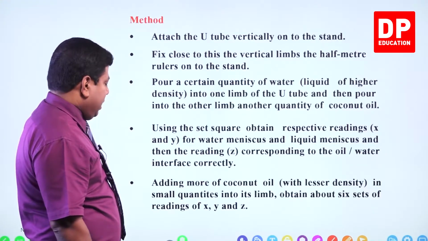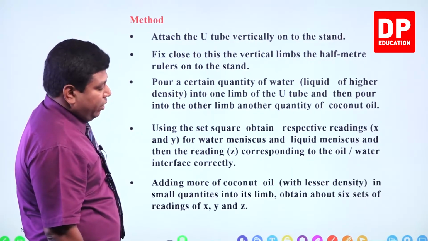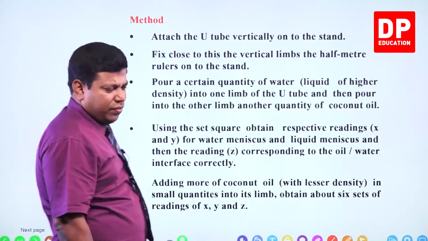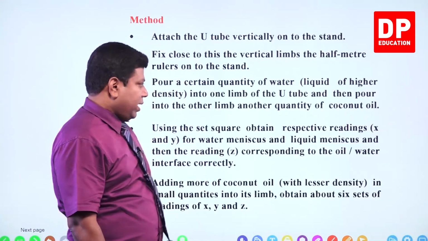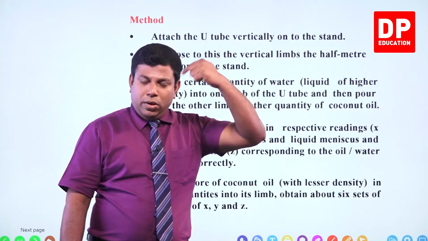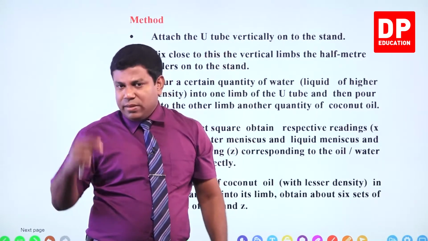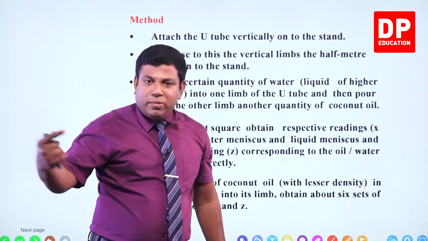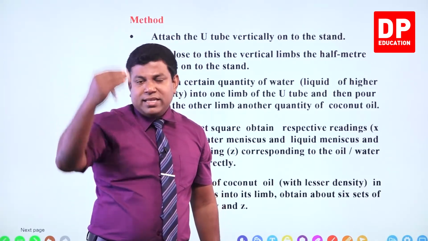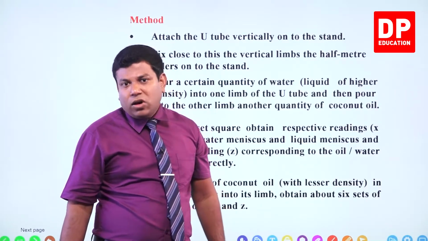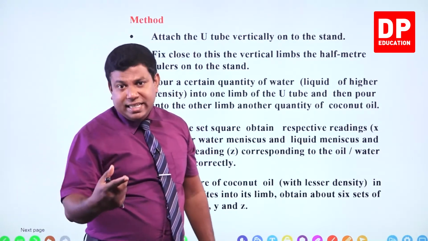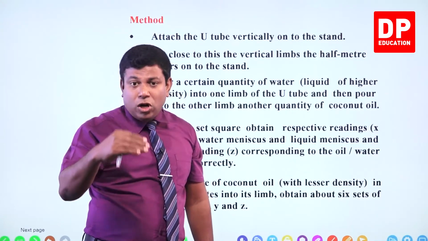Adding more coconut oil in small quantities into its limb, obtain about 6 sets of readings, 6 or 5 sets of readings for x, y and z. X, y and z means x, one is the meniscus of water, y, one is the meniscus of oil, and z will be the interface. So, x minus z is going to be one column's length, y minus z is going to be another column's length. So, every time you have to get 3 readings, because the common interface also will change.